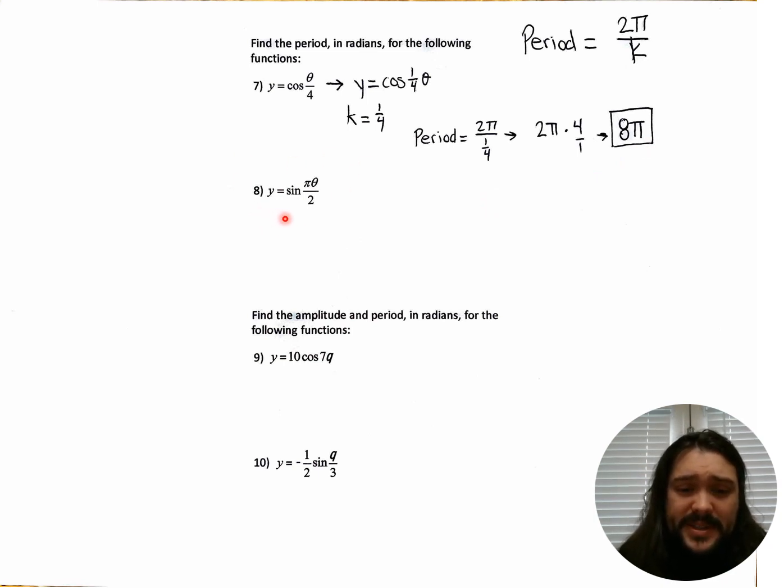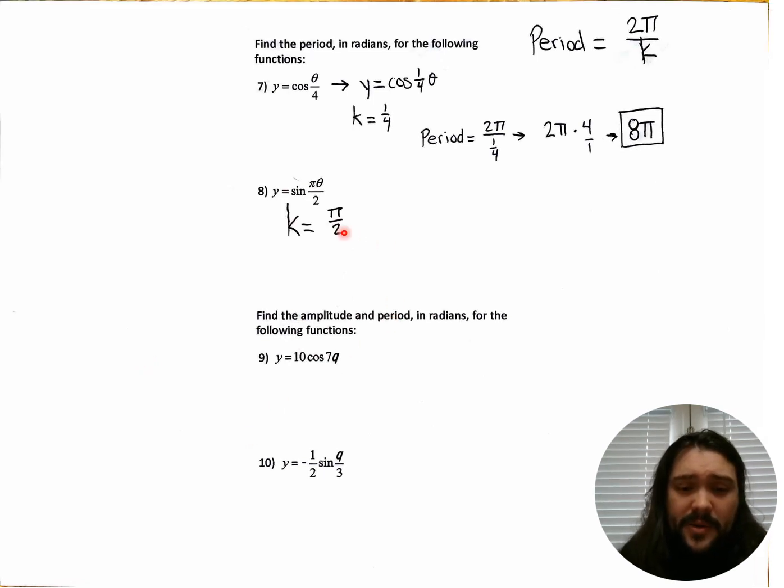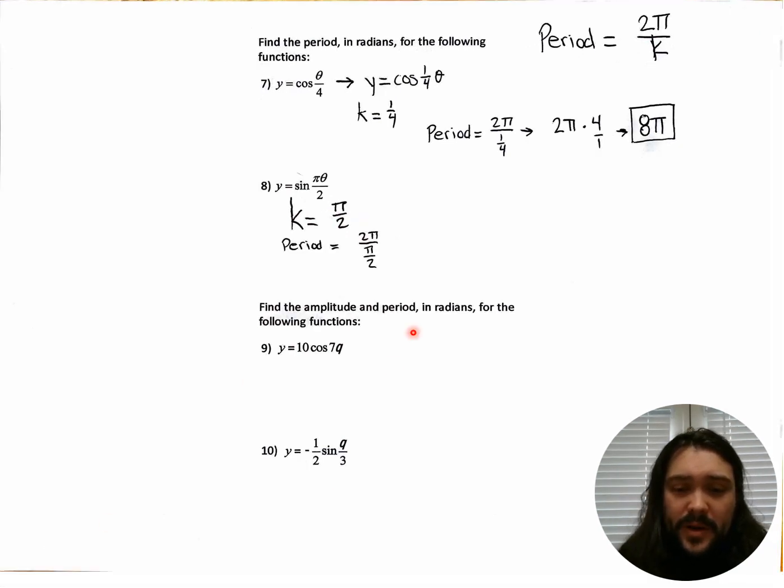So y equals sine pi theta over 2. So that would make our k pi over 2, because our theta is there. Our k value is just all the stuff that's not theta, right? So we have pi over 2. So pi over 2 is our k. So we plug our k in.